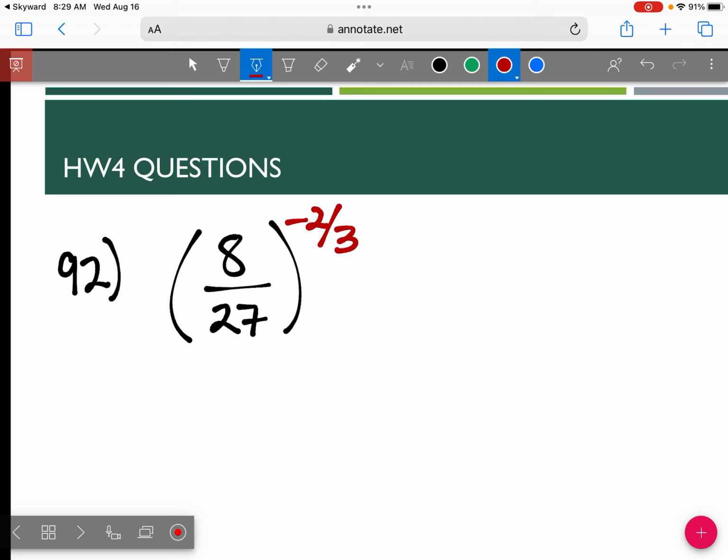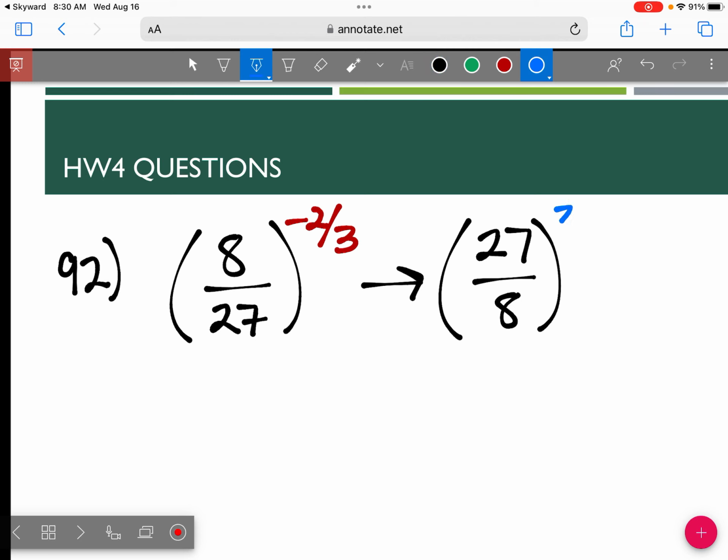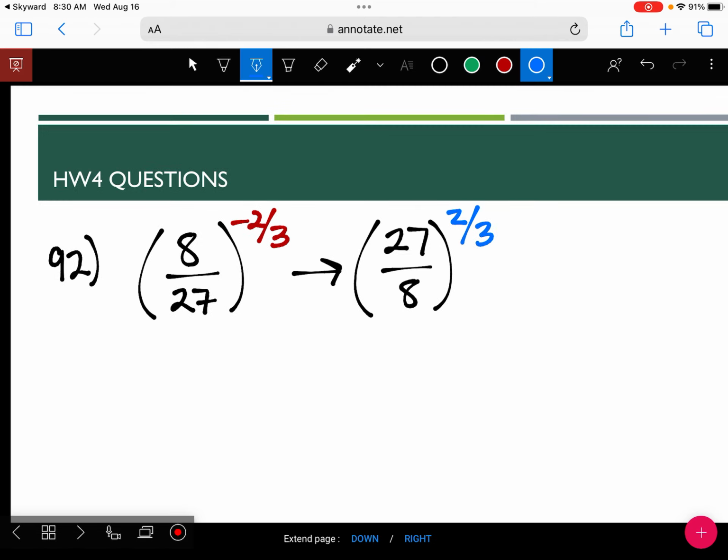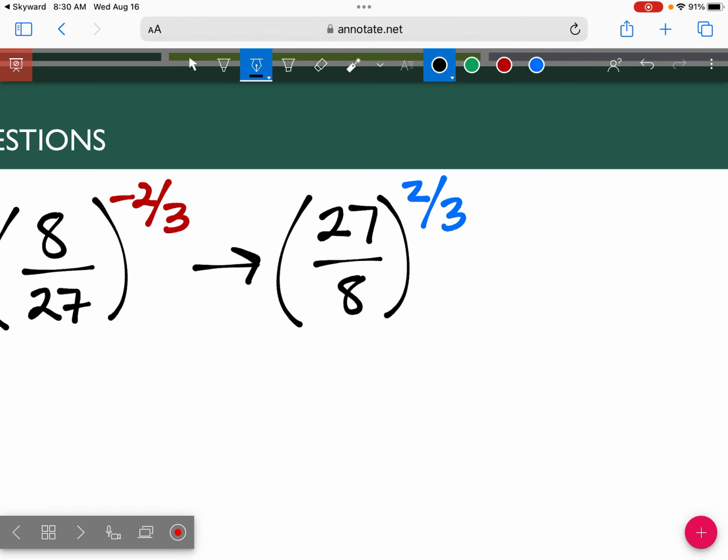Does anybody know how do I make this exponent positive? What do I have to do with this fraction to make it positive? Does anybody remember? You have to flip it. So they do teach it. Good. So instead of 8 over 27, it becomes 27 over 8. And then that will change my exponent to a positive. So now we're ready to take the cube root of both of those numbers because my denominator is the root. So because it's a 3, I'm taking the cube root, and then I'm going to square my answer.